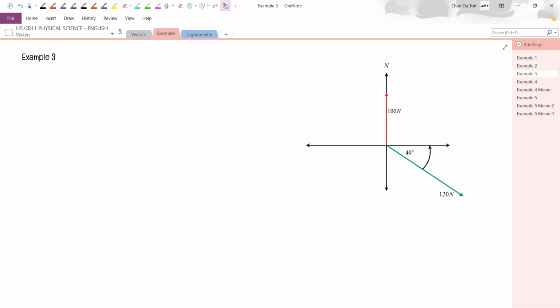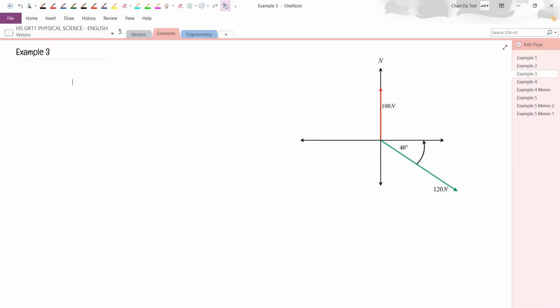Okay, let's look at this example. Let's do example 3 first. Right, I've got a certain point. It can be a tree, a stone, a block, whatever, or just a point at which wires are connected or forces. So there's a 100 Newton force. I don't know if the size of the drawing is big enough. Can you see that?